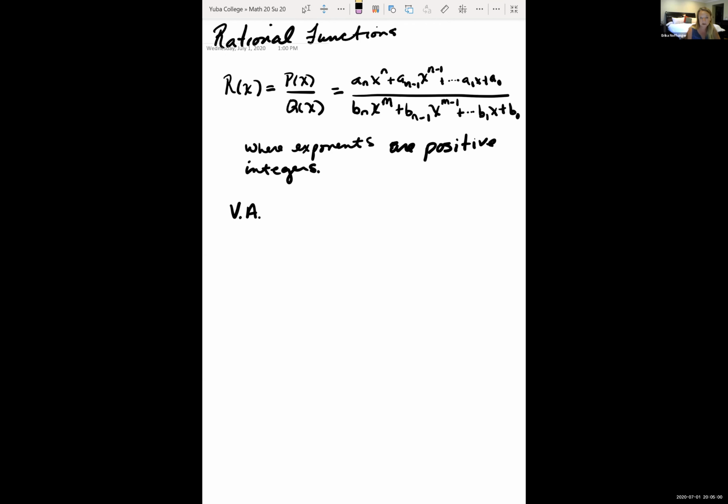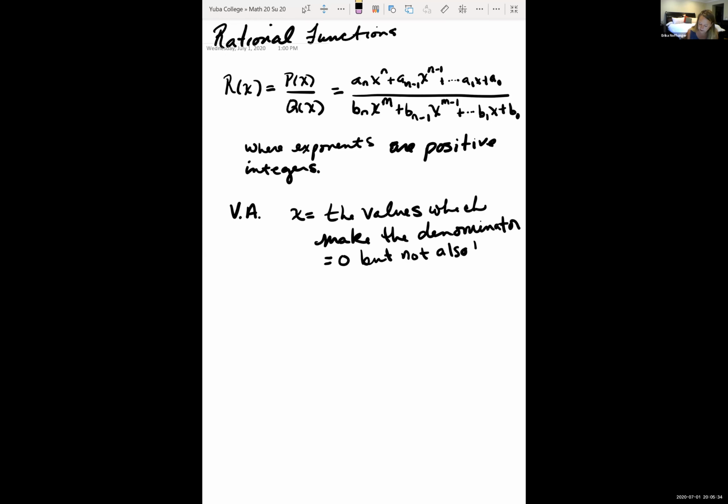Okay, so again, our vertical asymptotes were occurring at x equals the values which make the denominator equal 0, but not also the numerator. We already talked about that. If it made both of them equal to 0, then it was an open circle. It was still undefined for a rational function, but we had an open circle on the graph versus a vertical asymptote. And so now let's get into what are called horizontal asymptotes or slant asymptotes and how to find those.